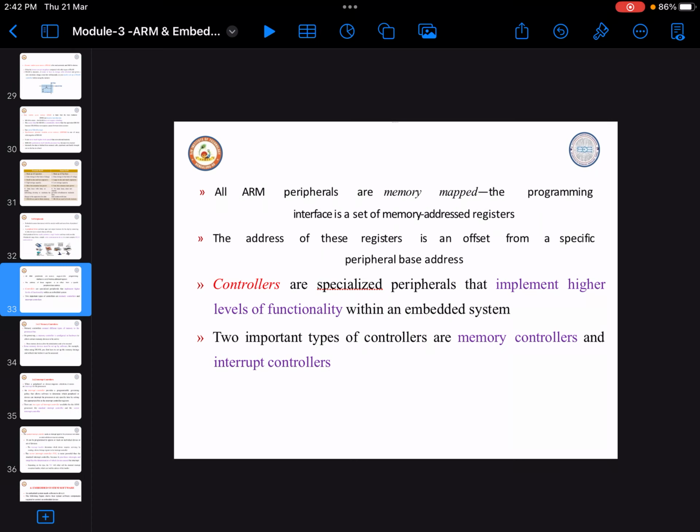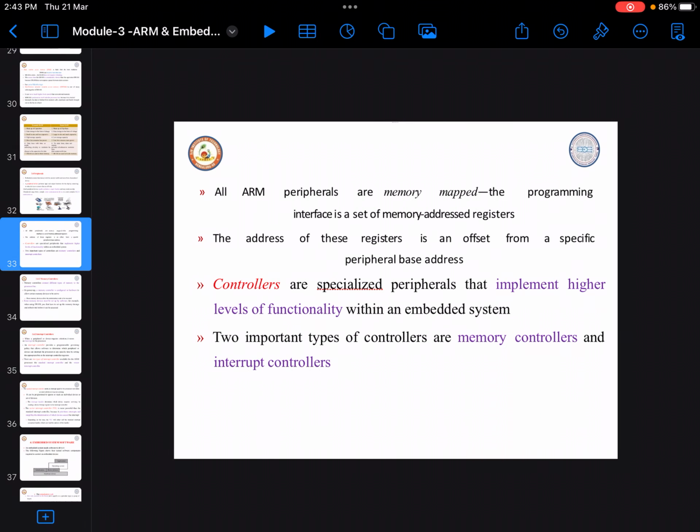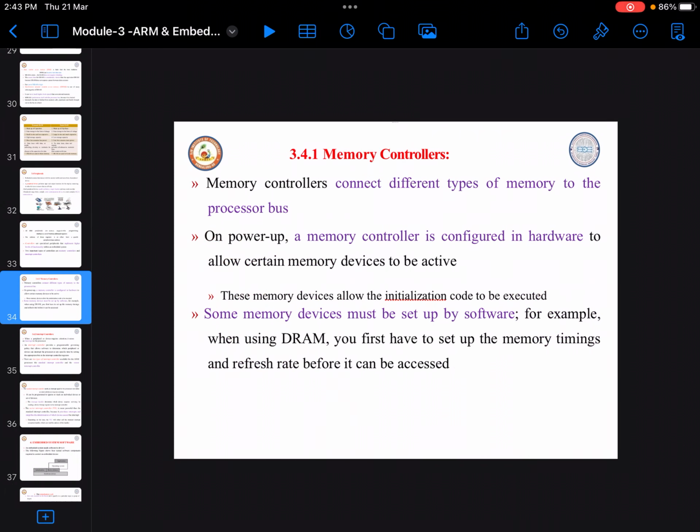Along with that, you will have controllers. You need a controller to control the memory as well as the interrupts. Majorly two controllers you have in any ARM processor: the memory controller and the interrupt controller. The memory controller is used to connect the different types of memory to the processor bus. On power up, the memory controller is configured in hardware to allow a certain memory device to be active, usually for initialization of the code to be executed. Some memory devices must be set up by the software.